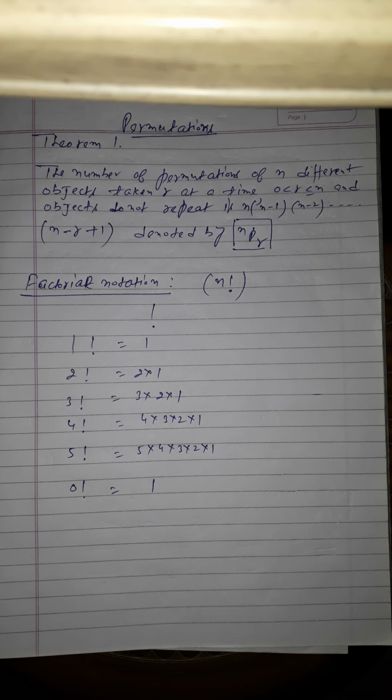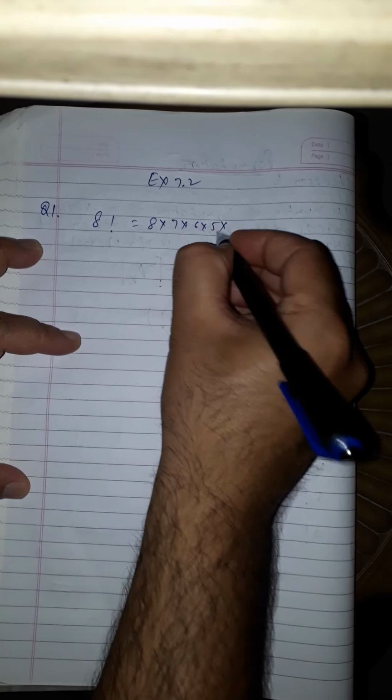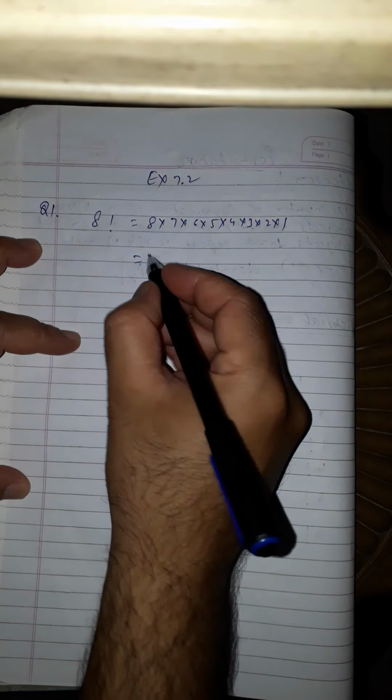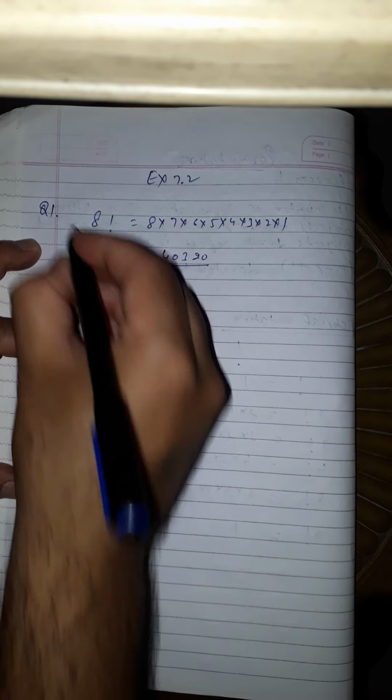Now, we will make use of this concept in our exercise 7.2. So, let us start with exercise 7.2 here, students. Here is exercise 7.2. Question number 1. The first question is evaluate 8 factorial. Very easily you can write, student, 8 factorial is 8 into 7 into 6 into 5 into 4 into 3 into 2 into 1. We will multiply them and that will come as equal to 40320, and that will be our answer, students.